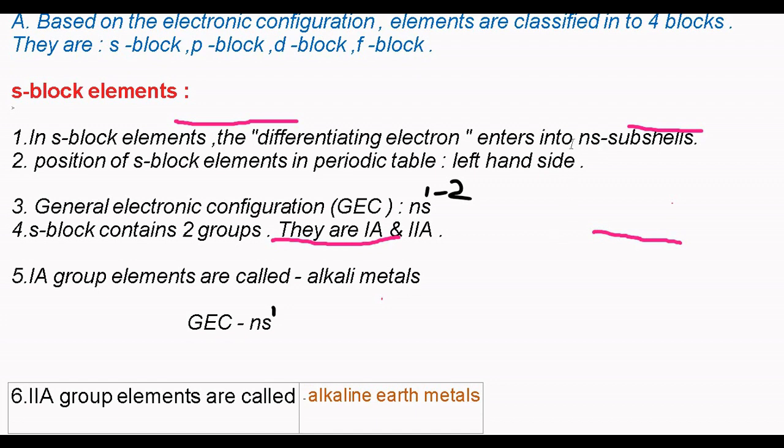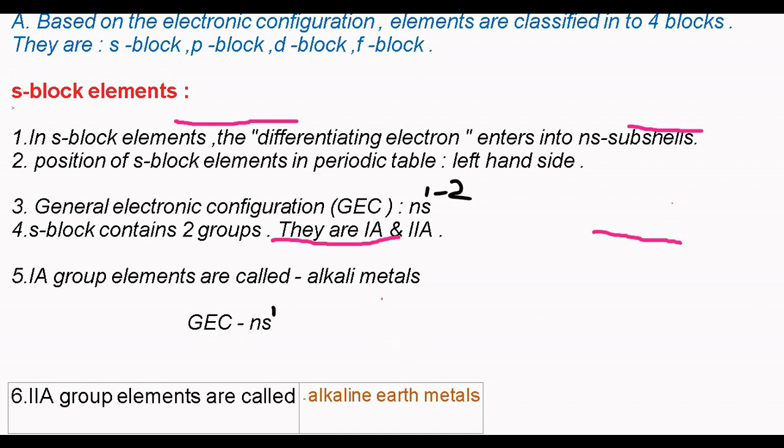In S block elements, the differentiating electron and valence electron enter into the S subshell. Position is left hand side. General electron configuration ns1 to 2. Two groups are present, those are first A and second A. First A we call alkali metals and the second one is alkaline earth metals.